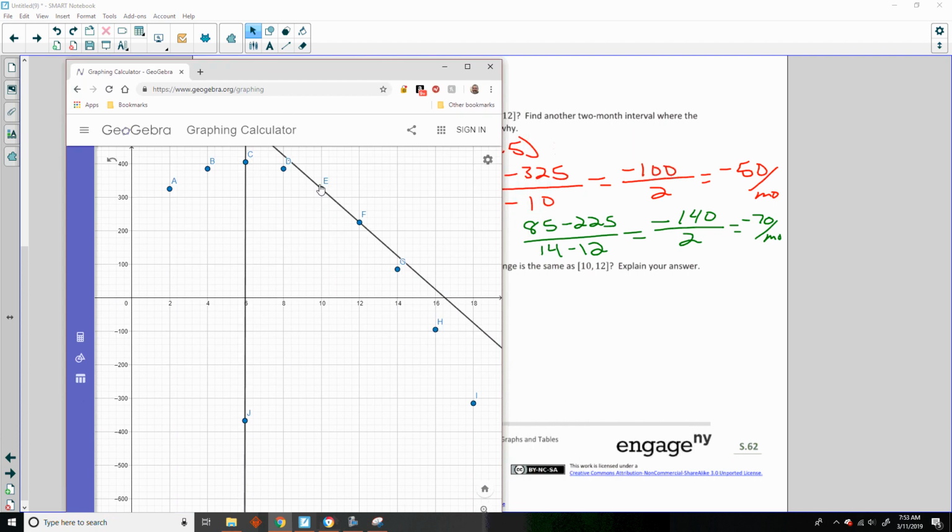So what I did was draw a line, because our rate of change is a linear function where the slope is the rate of change. And here are the two intervals, here and here. Can I move that line anywhere on this graph and connect two other points? And the answer is no. There is nowhere else I'm going to find that rate of change the same.